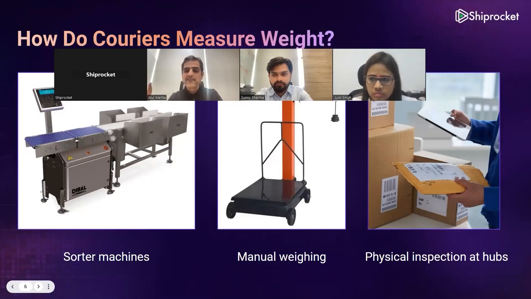So the point being, the weight which the courier gives comes from two, three ways of capturing weight. And the intent and the idea is to increase the contribution of the sorter machine's weight, where it is very robust. You are able to see the product, you have the image, and you have the dead weight of the product.